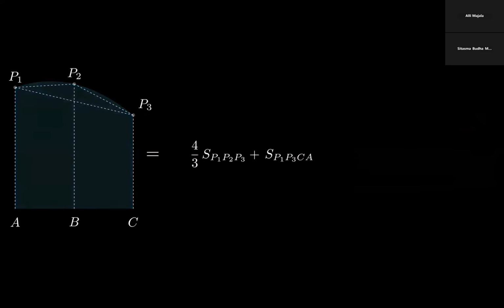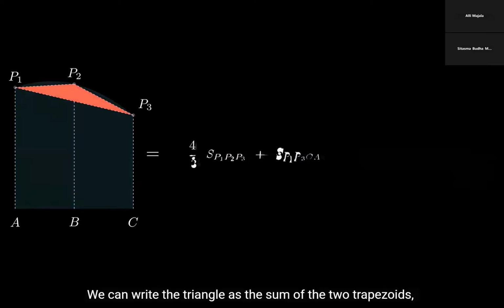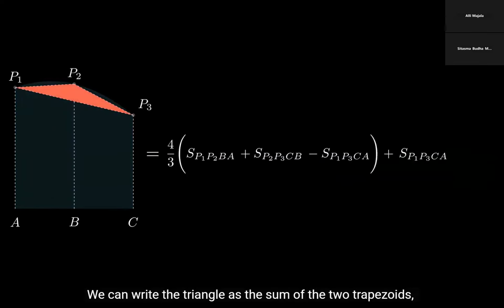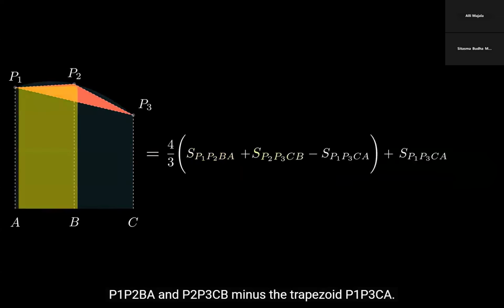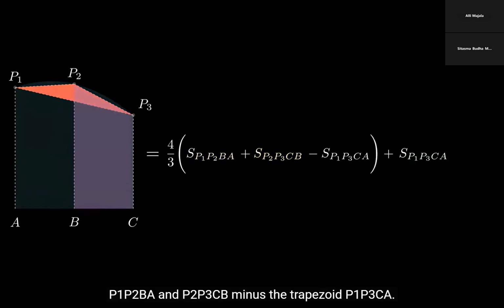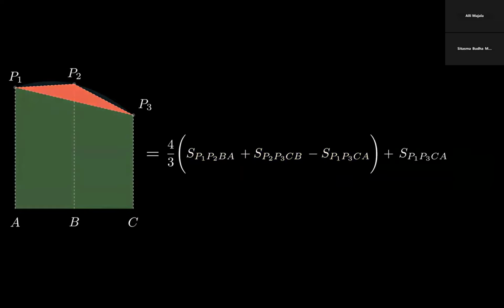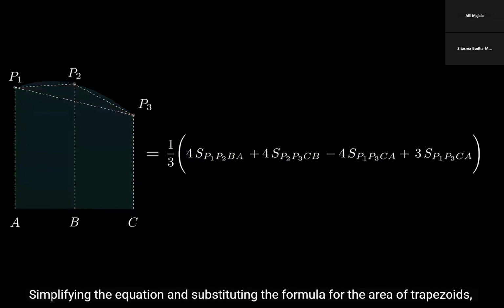We can write the triangle as the sum of the two trapezoids, P1, P2, BA and P2, P3, CB, minus the trapezoid P1, P3, CA. This is not really easy to follow, though. But now it's forming the formula.